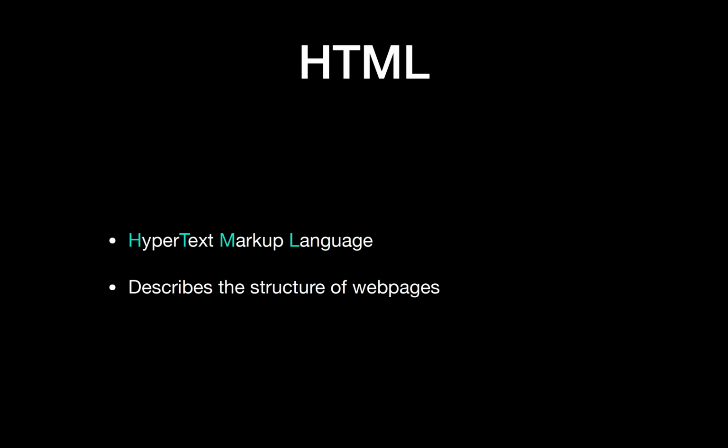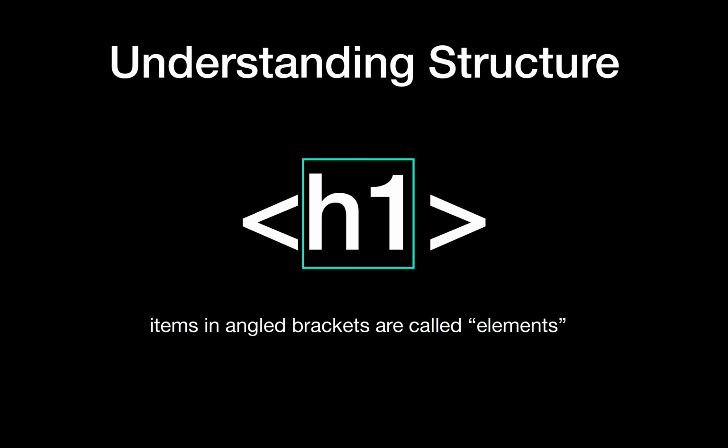It tells us what is on the page, what is a header, what is a paragraph, and what structure it is in. So, understanding the structure of an HTML element. When you write code, these little guys here within the brackets are called elements. Anything within the angled brackets is an element.